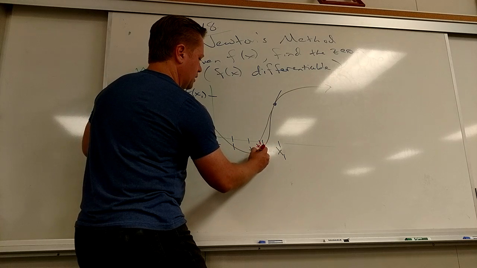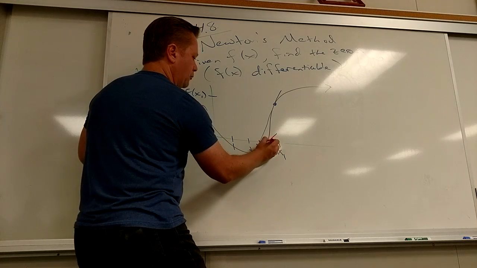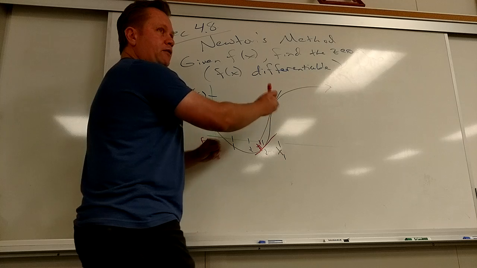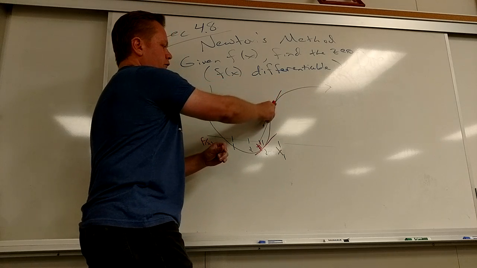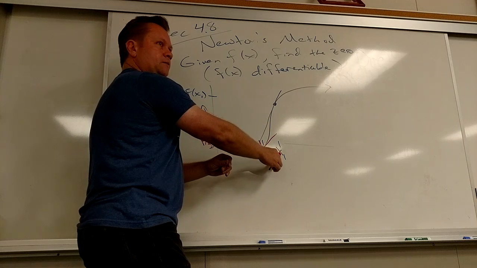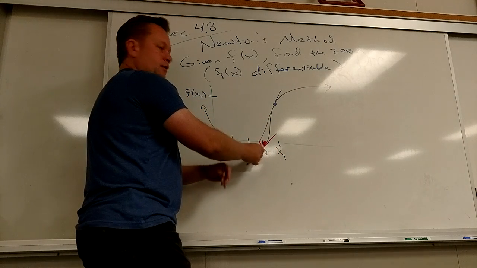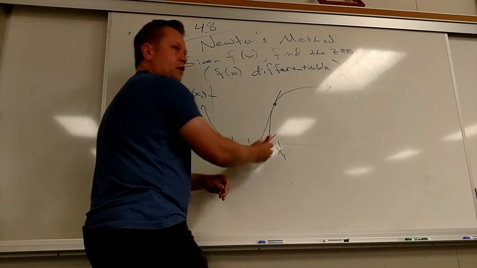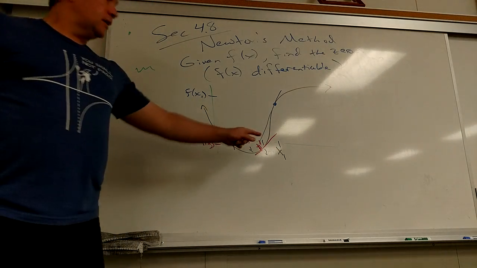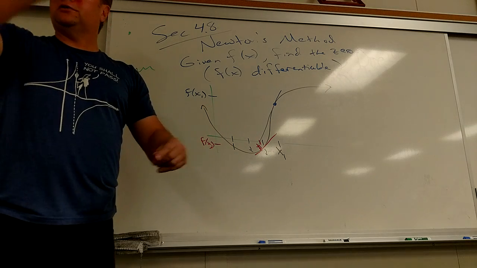I make a tangent line. Now, every time I do this, I take a guess, I make a tangent line to the function using that guess. Get a second guess. Tangent line to the function using that guess. Get a third guess. Tangent line, and so on. Every time I do this, you see how I'm getting closer and closer and closer.